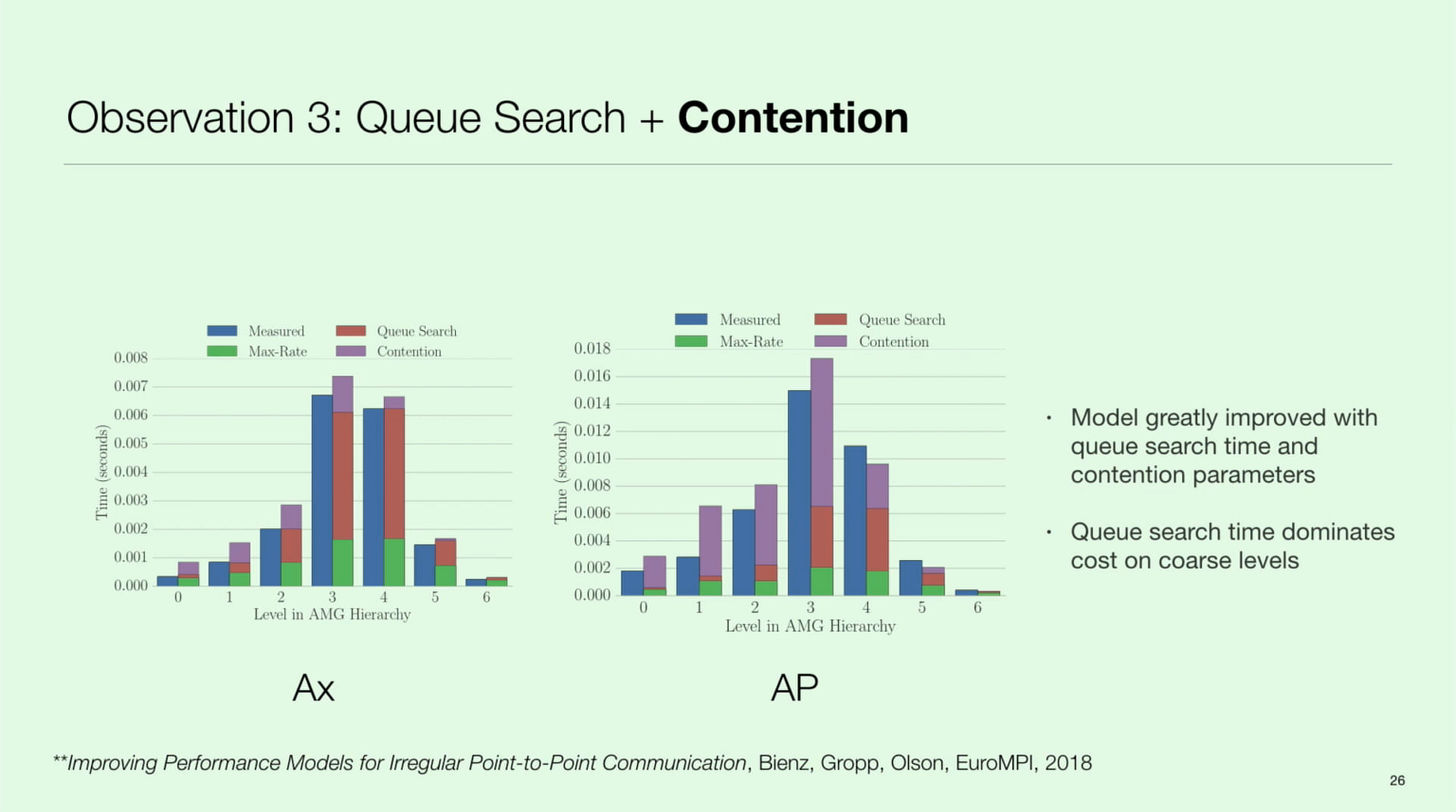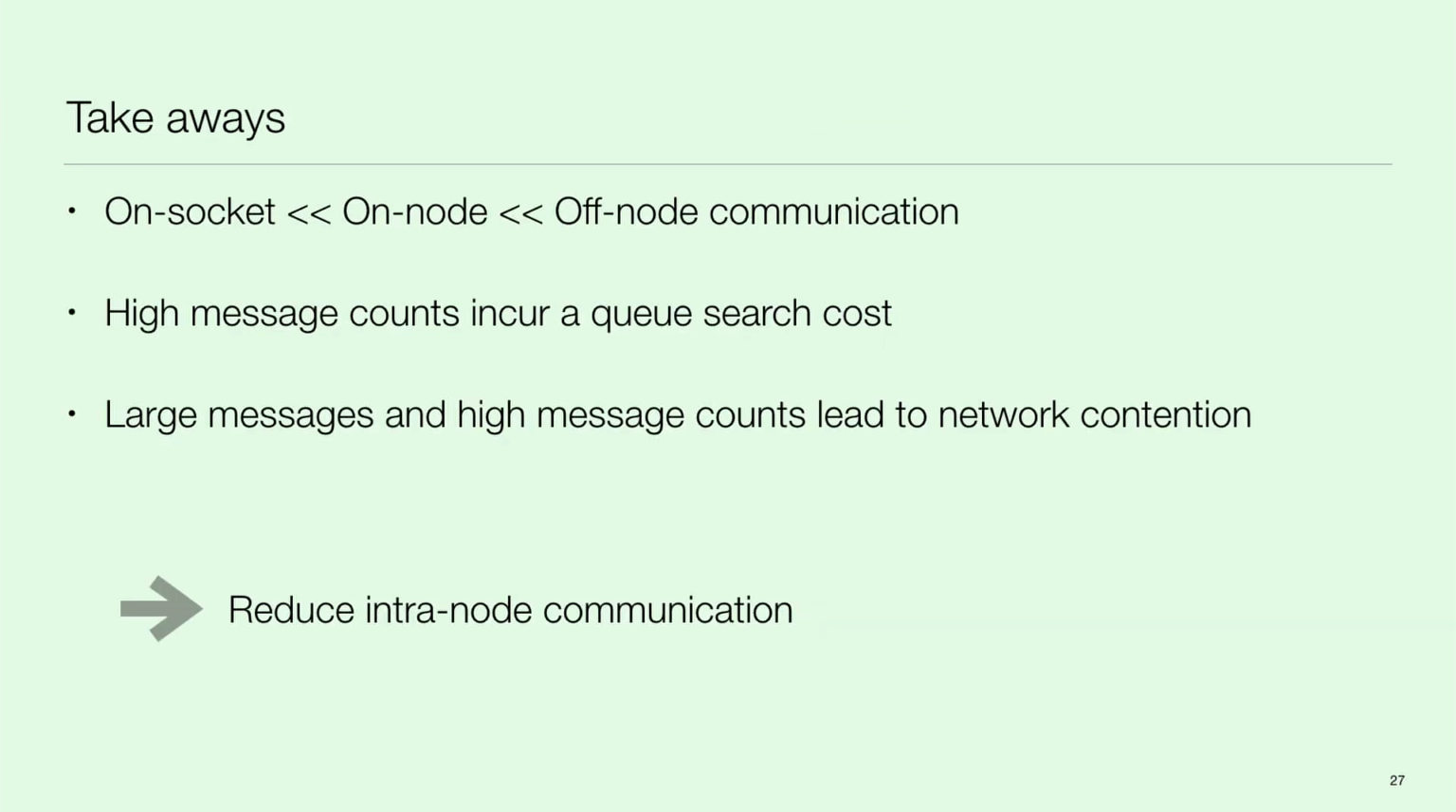Okay, so the model's improved with the queue search time and contention parameters, and those times tend to dominate on coarse levels. So those are our key takeaways. It's cheaper if you do communication more locally, okay? High message counts incur a queue search cost. Large messages and high message counts lead to network contention.